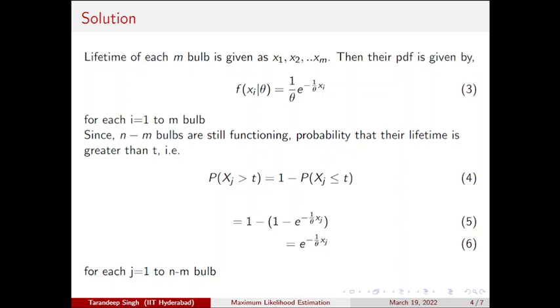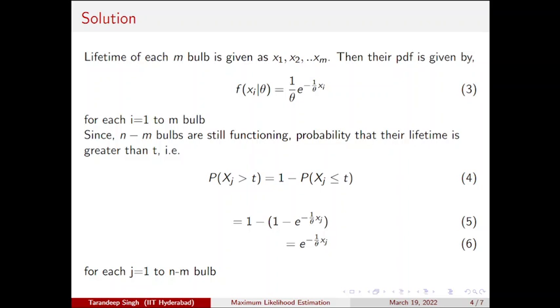Okay, so now we want to estimate the lifetime. Since the lifetime of a bulb follows an exponential distribution, for m bulbs we were given the lifetimes to be x1, x2 till xm. So each ith bulb from 1 to m will follow this distribution, which is written in equation 3.